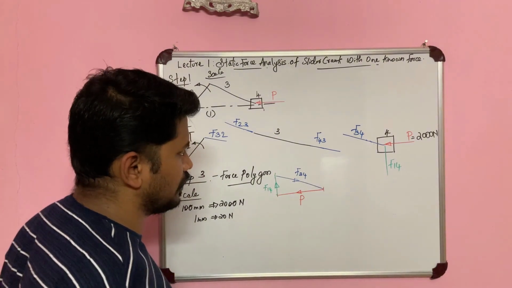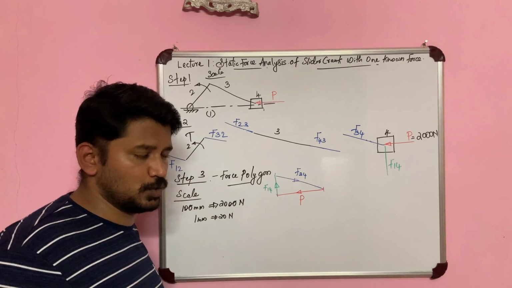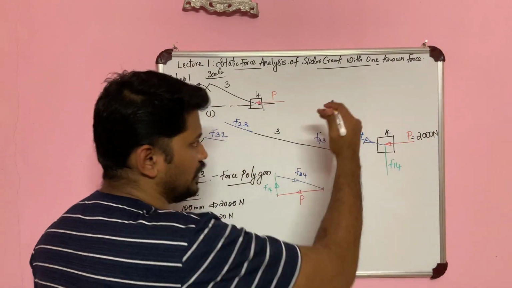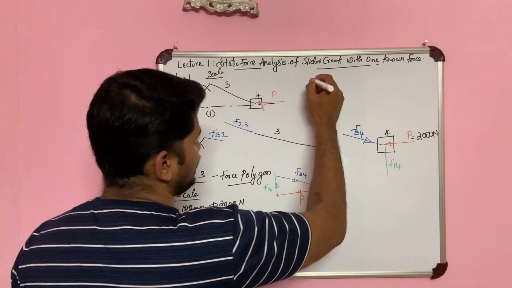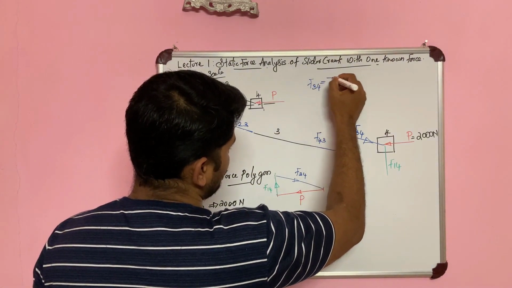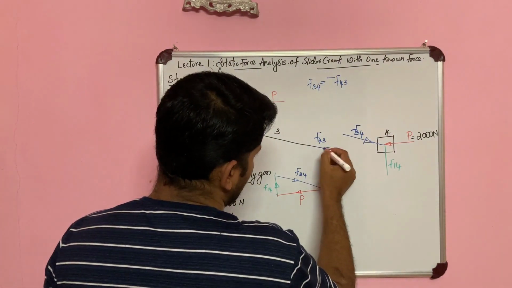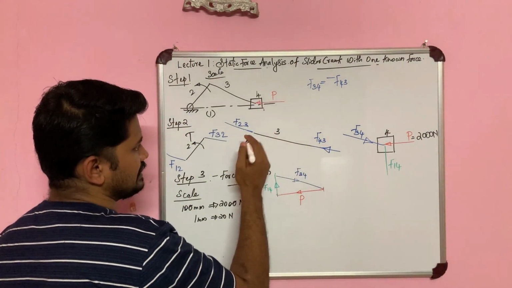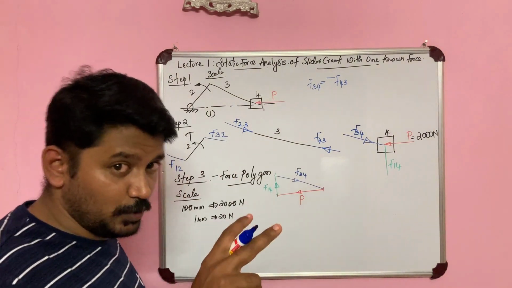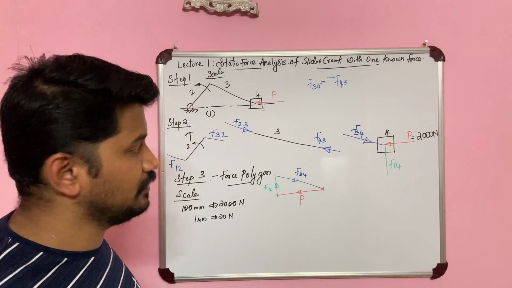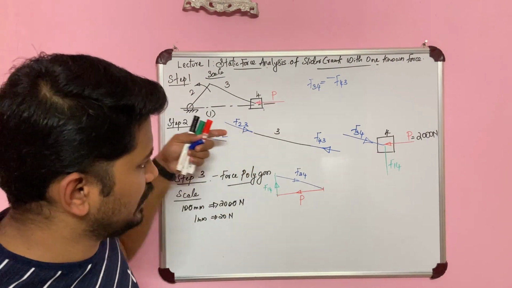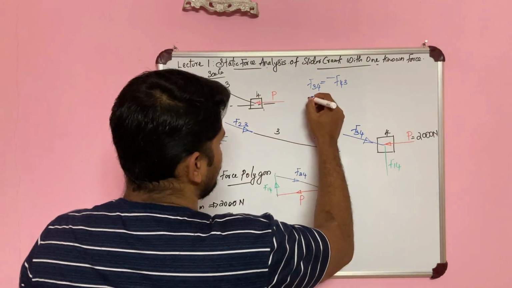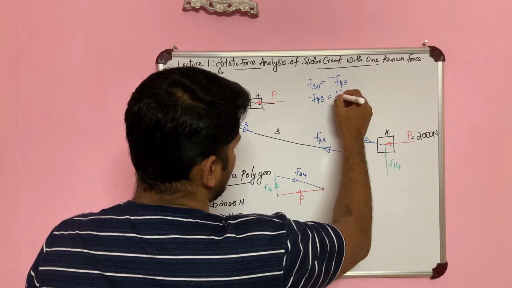So from here, my whole problem is actually solved, because if I'm marking over here F34 is acting in this direction, then F34 is equal to minus of F43. Which means that F43 is acting in the opposite direction to it. So if F43 is acting in this direction, then as per my two force member assumption, my F23 is acting in the opposite direction to it. So minus of F43 is equal to F23.